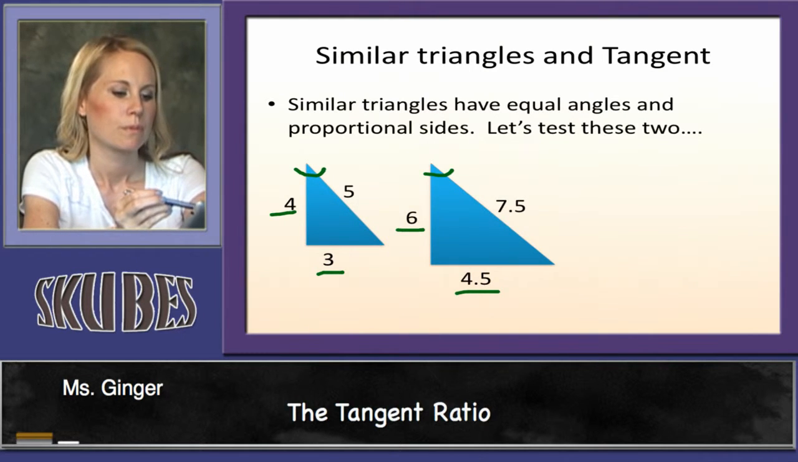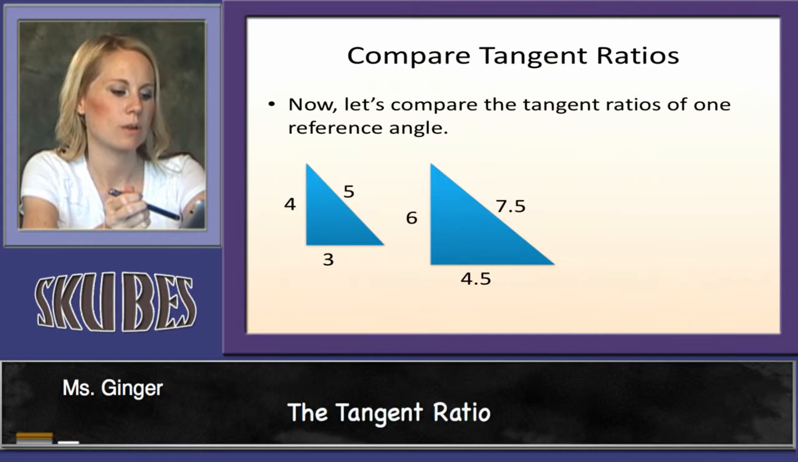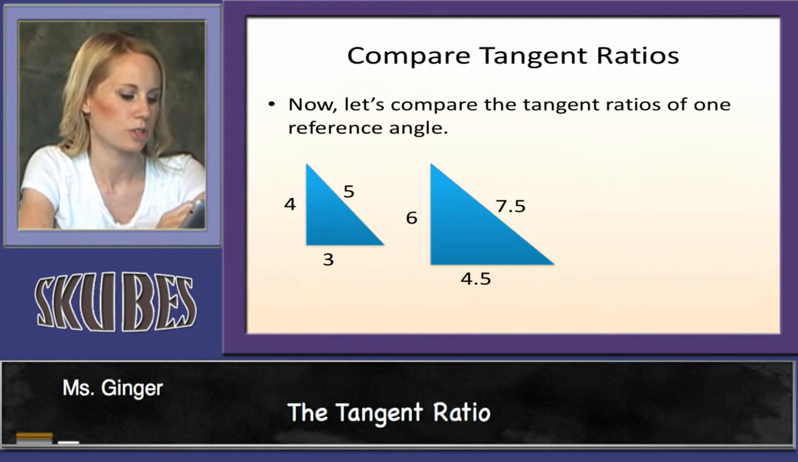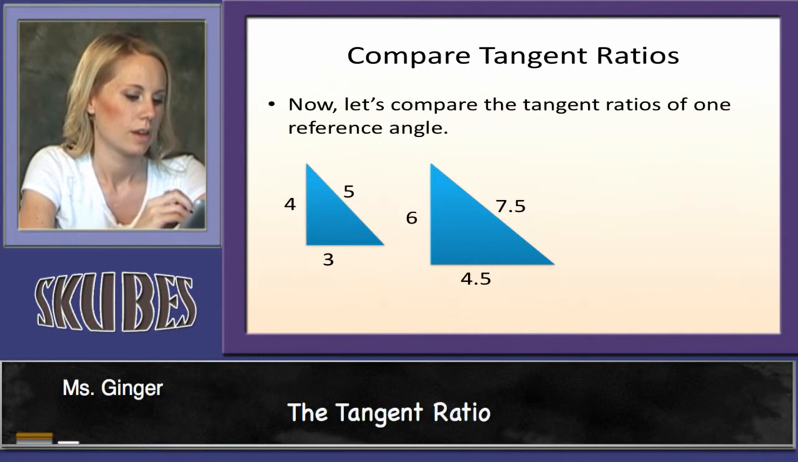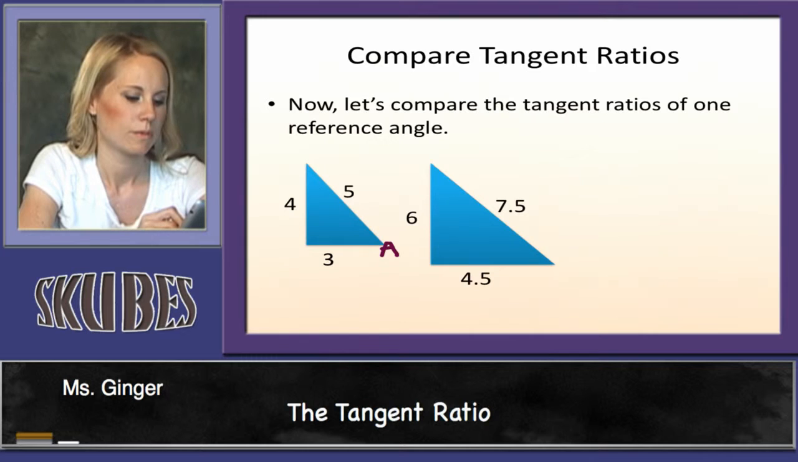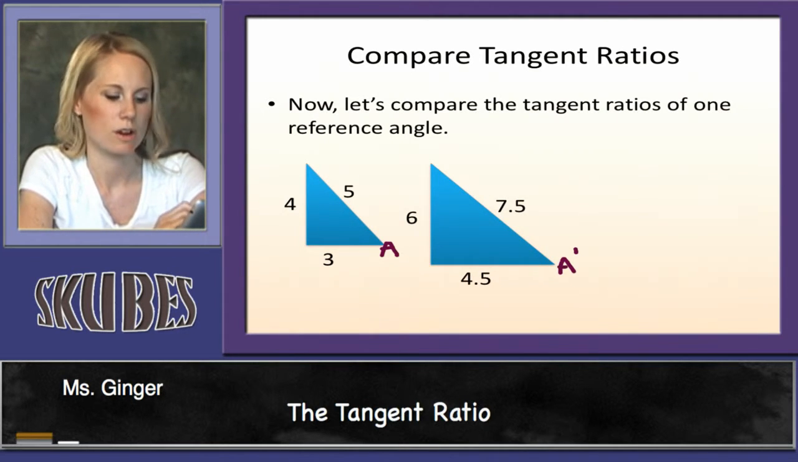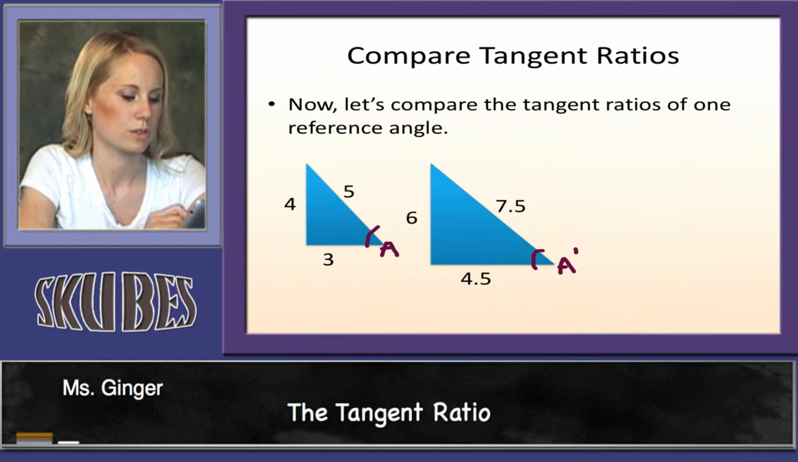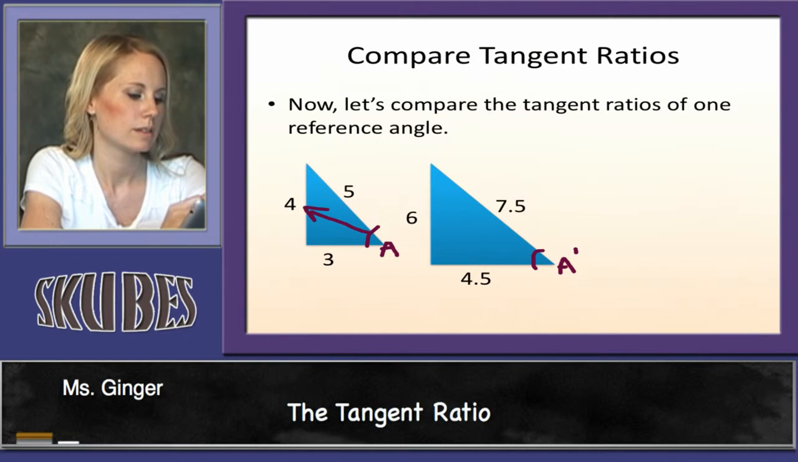So we're going to test that out using tangent. We're just going to pick out an angle here. We're going to see if that is true for this triangle. So let's just label an A and an A prime here, just to call it something. This angle here, these corresponding angles. And let's compare the tangent ratios of A. So what we need is the opposite and adjacent for each one. Let's just see what we get.